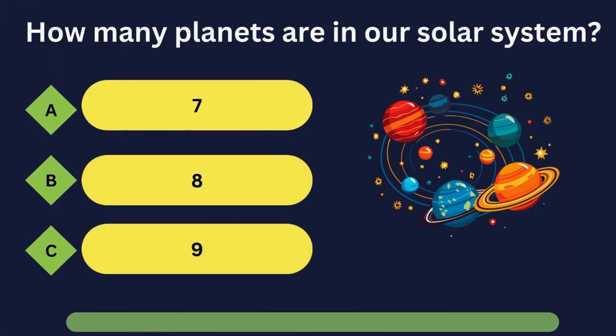How many planets are in our solar system? A. 7. B. 8. C. 9.